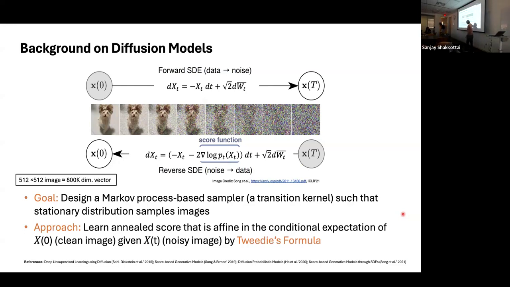So this is the usual story, and this image is taken from Song et al.'s paper. And the way they explain it is that you start from an image, add a little bit of noise, more and more noise till you get pure noise, and try to predict the amount of noise you are adding so that you could denoise it and get things.